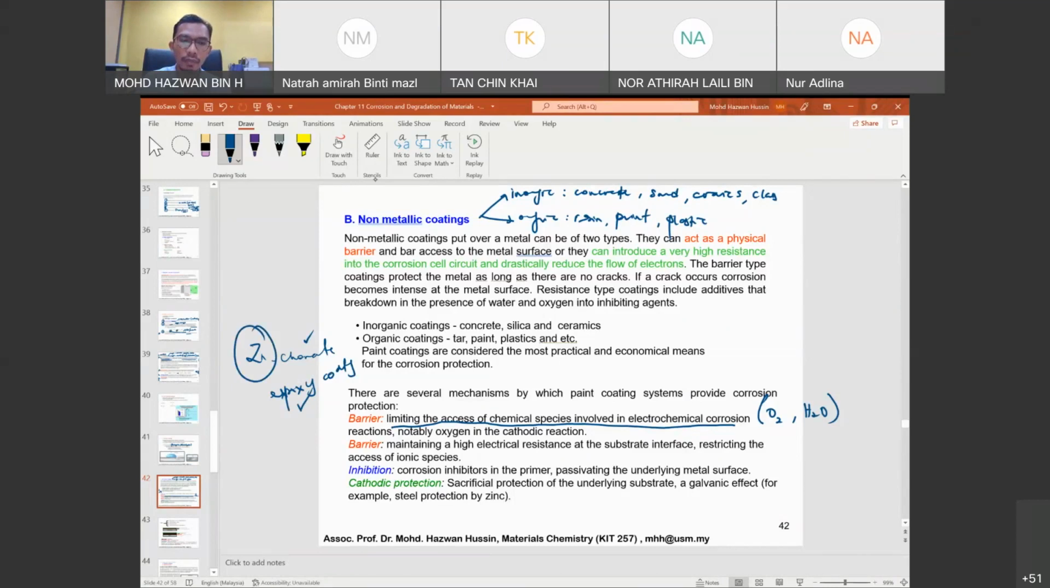Okay? Because when you apply, you know that the one that is more reactive is zinc, and it can easily oxidize rather than the metal that you protect. So the coating actually provides 3-in-1 protection. It creates a barrier, at the same time it gives inhibition, and at the same time it also gives cathodic protection.